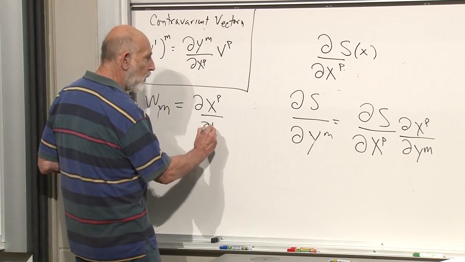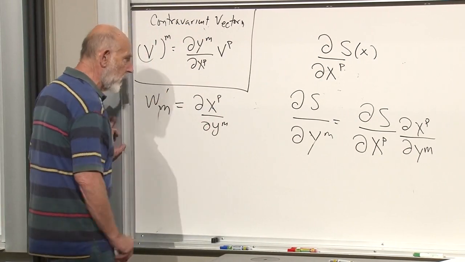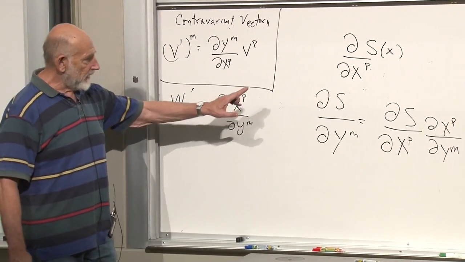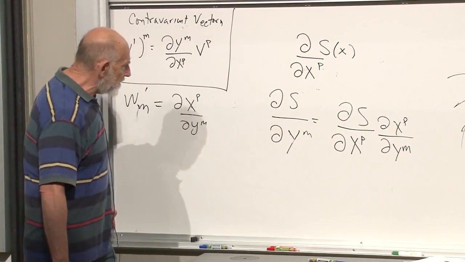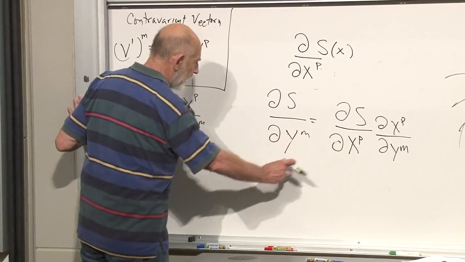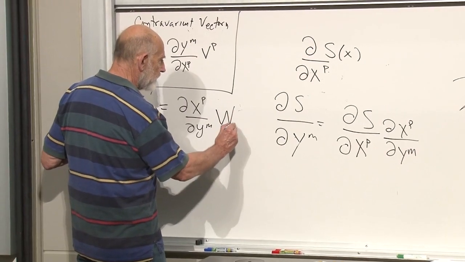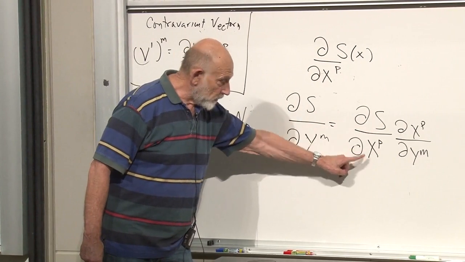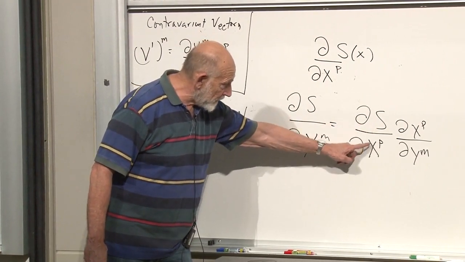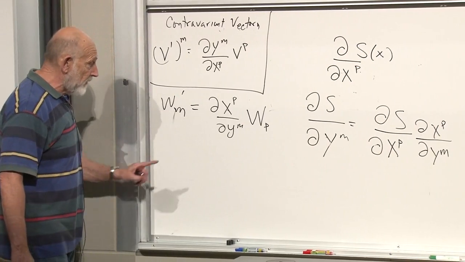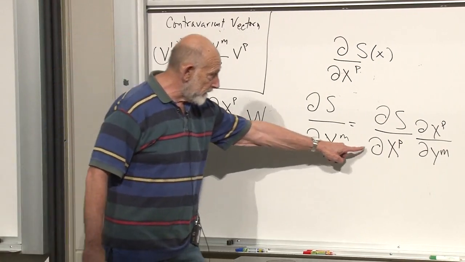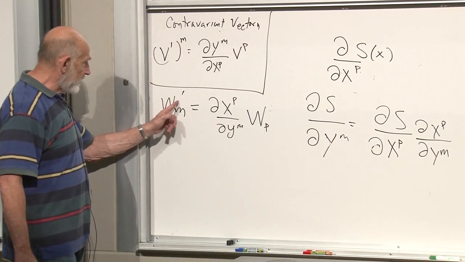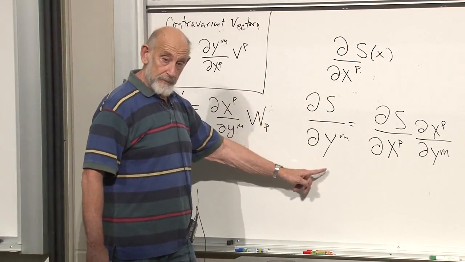So w'_m, the primed gradient, the derivative with respect to y^m, is equal to ∂x^p/∂y^m times, now what is this thing over here? This is w_p, the unprimed gradient, because it's differentiated with respect to the unprimed variable. Here we have ∂x^p/∂y^m, and here we have the primed gradient.